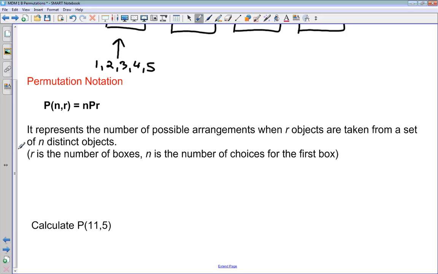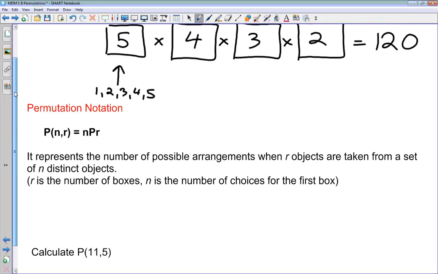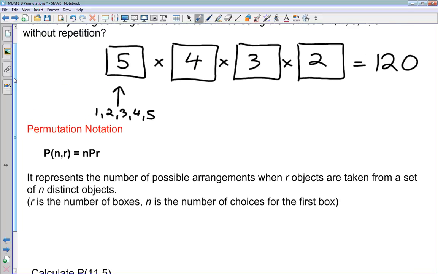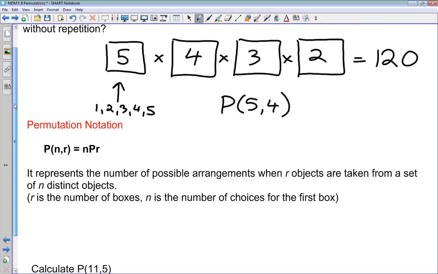So R is the number of boxes that we used up above. N is the number of choices that we have to place in the first box. So we can represent this question that we just did as a permutation. It is the permutation of, we had 5 choices, 4 boxes. So P, 5, 4.